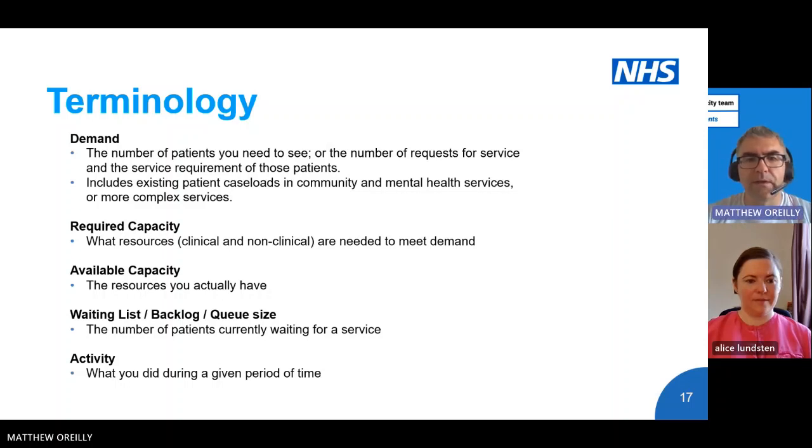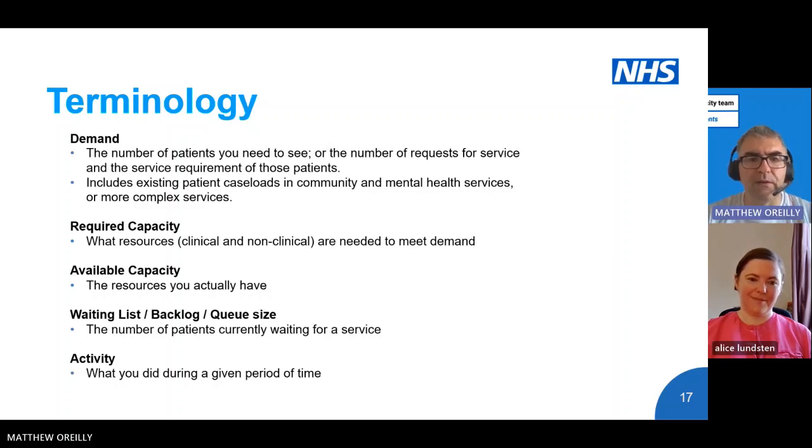We look at waiting lists, or depending on the service or the nature of the team, your specialty you're providing, it might be a backlog or it might be your queue size. And this is in effect how many patients are waiting to access the service at a given point in time. And it might be useful and helpful to look at this over a period of time to track how this has changed.